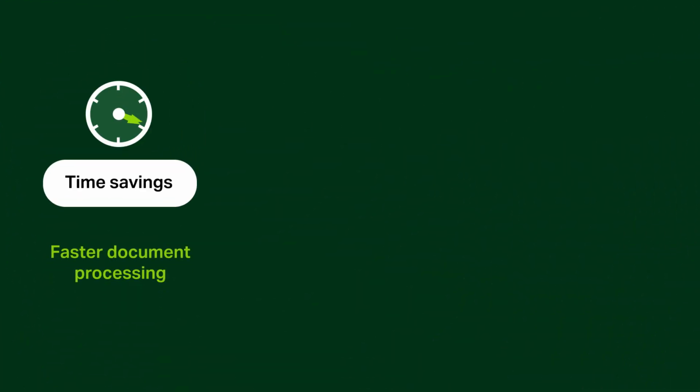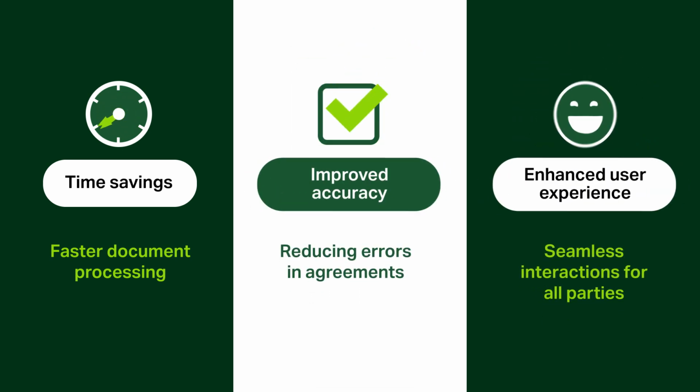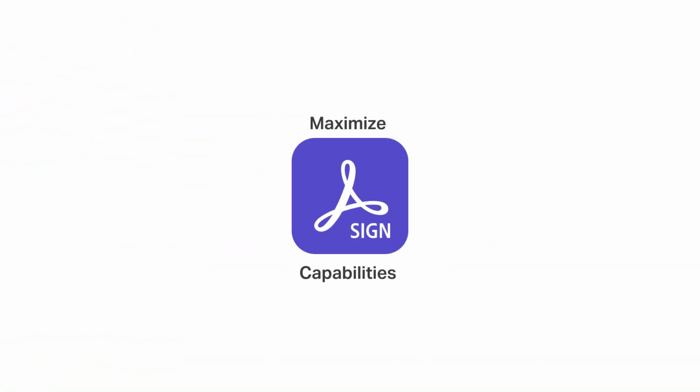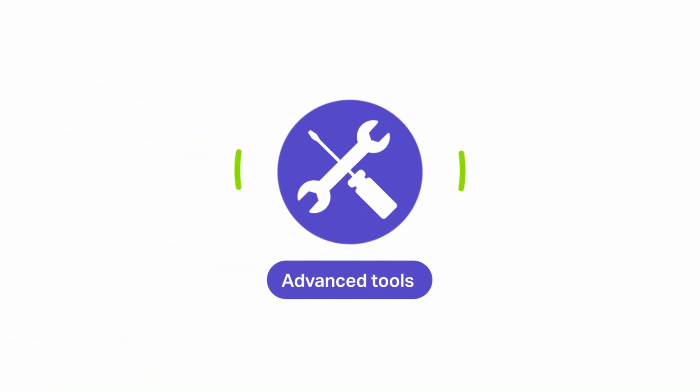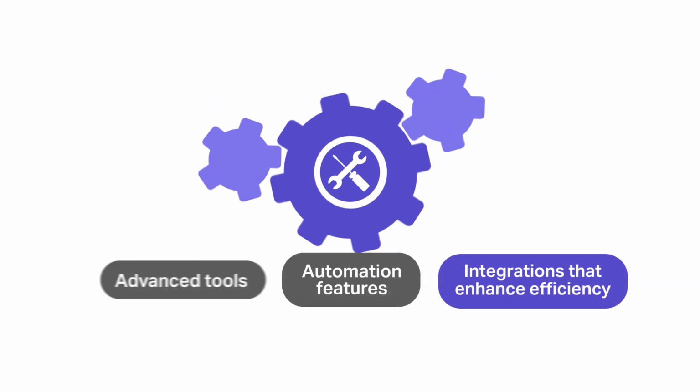Adobe Sign offers several advantages, including faster document processing, reducing errors in agreements, and ensuring seamless interactions for all parties. Want to maximize Adobe Sign's capabilities? UAB IT can help you explore advanced tools, automation features, and integrations that enhance efficiency.